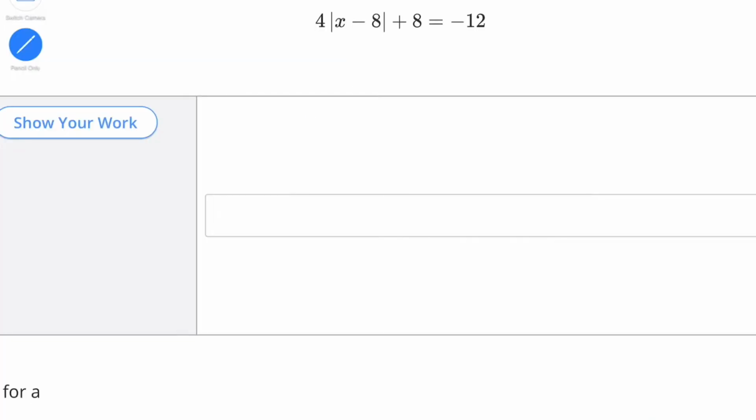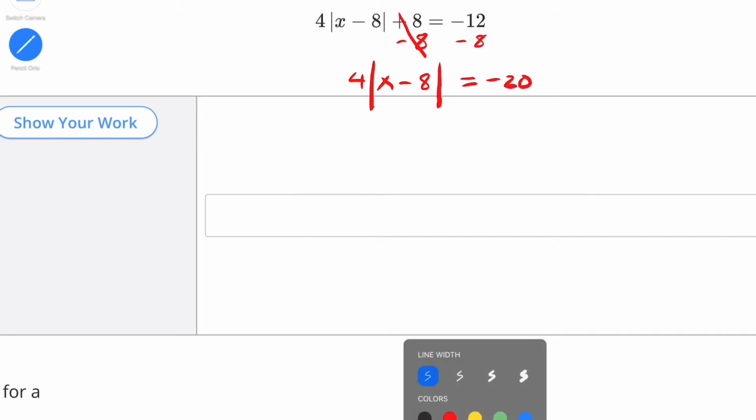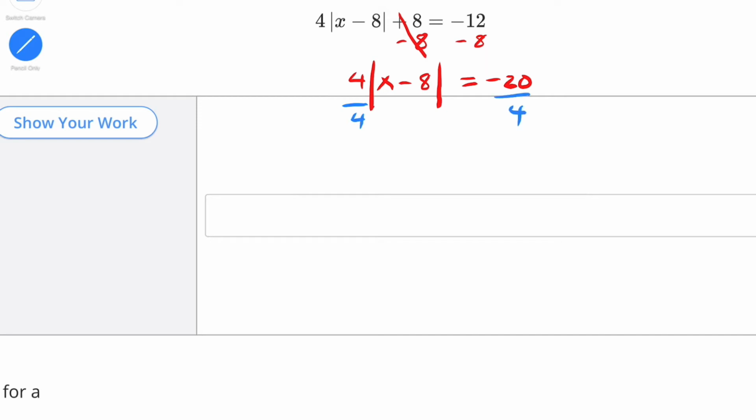Okay, before we solve for this, we need to get that by itself first. So minus 8, minus 8. We have 4 times the absolute value of x minus 8 equals negative 20. Then you divide by 4. The absolute value of x minus 8 equals negative 5.